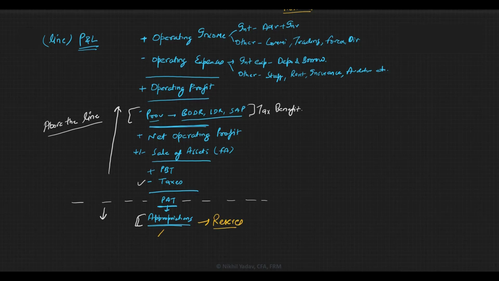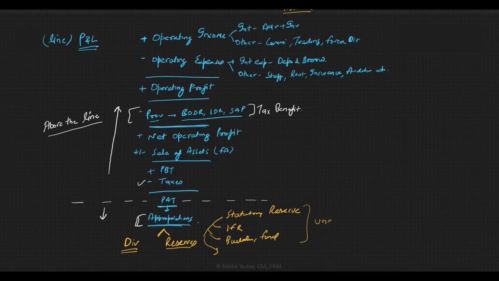From this profit after tax, either this money will be going out from the bank as dividends, or it will be plowed back in as reserves. The first prominent reserve is the statutory reserve. So IFR is one such reserve. There could be building fund. There could be various other reserves. And these reserves are all for unexpected losses.